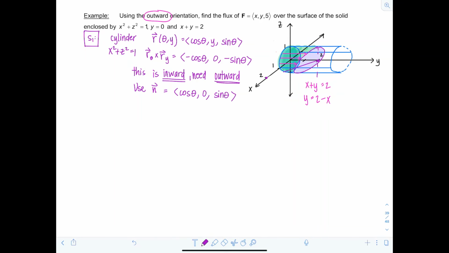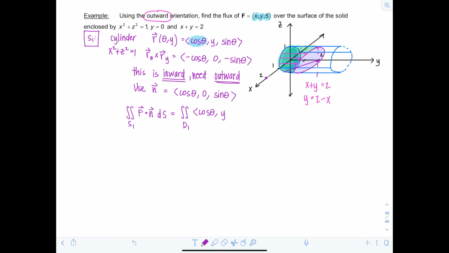Okay, so let's compute our first surface integral. So on surface 1, F dotted with n dS is going to become a double integral over my domain, I'll say the region D1. Now your vector field, look at this. It's defined to be x, y, 5. So I have to replace x with how it's defined here on the surface. x is cosine theta.